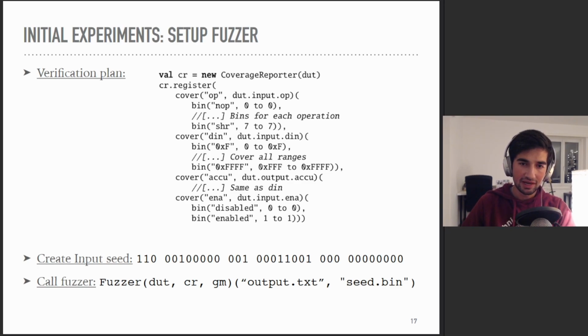The verification plan is defined using a set of cover constructs, which tell us which ranges of values we want to expect for each operation. Functional coverage allows us to have both coarse and fine-grained coverage information about our test, which is beneficial for the input mutation. After the verification plan is defined, we define an input seed. Here it simply computes 32 plus 25, for example. Finally, we call the fuzzer by giving it the DUT, the coverage reporter, the golden model, and then the output and seed file names.